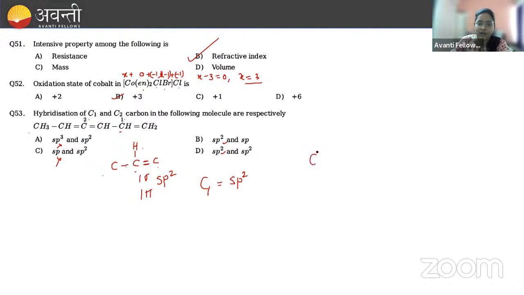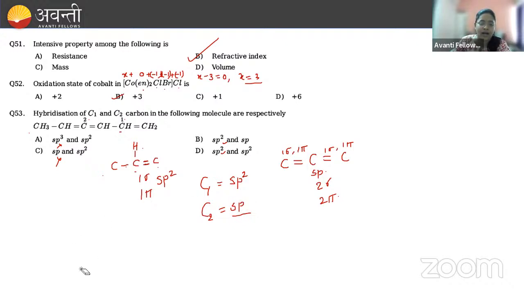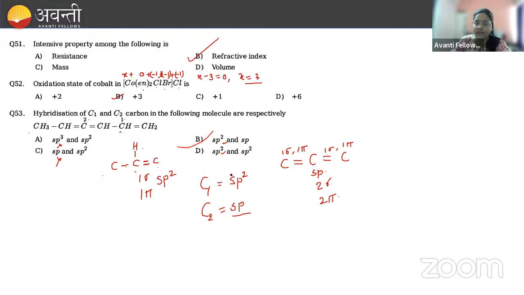For C2 carbon, you can see a double bond is present on both sides, each attached to a carbon. So here 1 sigma and 1 pi, and here 1 sigma and 1 pi are present. So in total 2 sigma and 2 pi bonds are present. When that is the case, this is an sp hybridized carbon atom. So our answer will be very easy: option B, sp2 and sp. Any doubt?